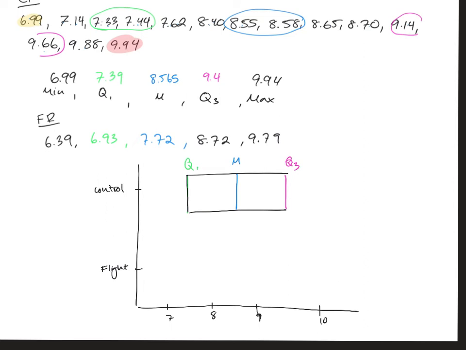Alright, let's go ahead and do the same for the other one. So the median for flight is 7.72, almost at 8. And then the, oh, I put it in the wrong color. 8.72, almost at 9. And the Q1, 6.93, almost at 7. Let's go ahead and label these.